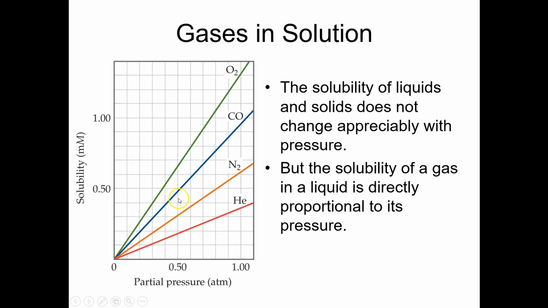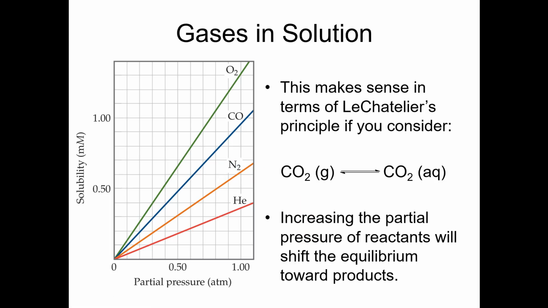In other words, oxygen is twice as soluble in water at 1 atmosphere of oxygen above the solution than it is at 0.5 atmospheres of oxygen above the solution. So that's a direct proportion. And that makes sense if you think about this in the context of Le Chatelier's principle that we talked about earlier in the year. If you think about dissolving, say, carbon dioxide in a soda in water, you can just think about an equilibrium like this.